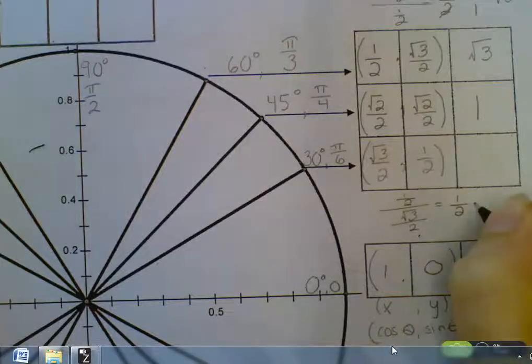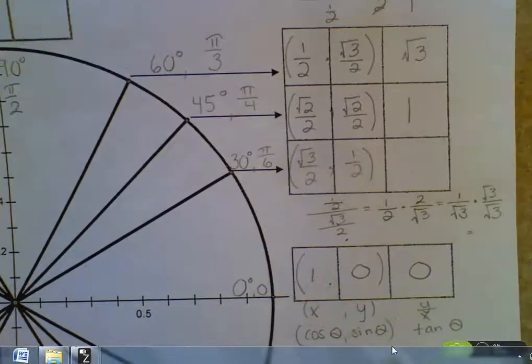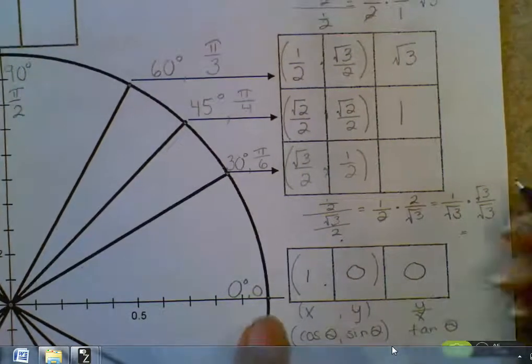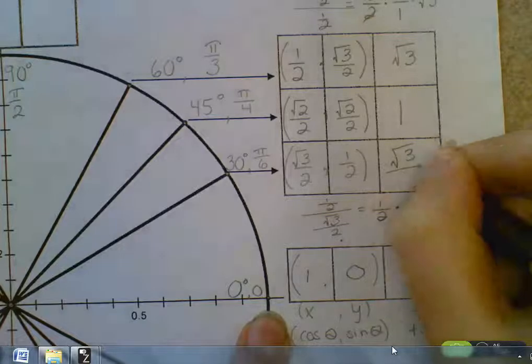When we divide, we're really just multiplying by the reciprocal. So we end up with 1 over radical 3. We need to rationalize our denominator. End up with the square root of 3 over 3. So I'll fill that in here. Okay, so there is quadrant 1.